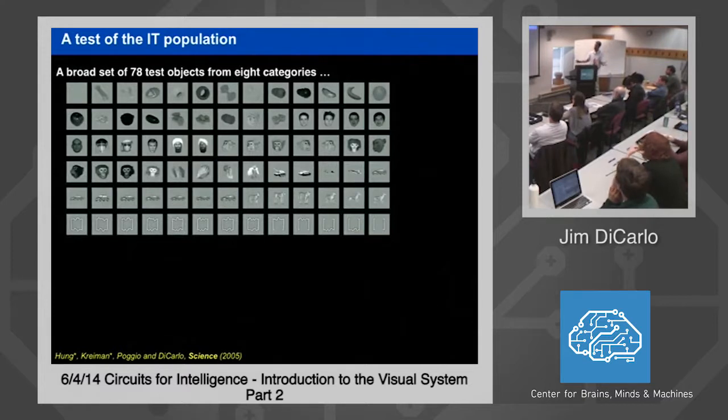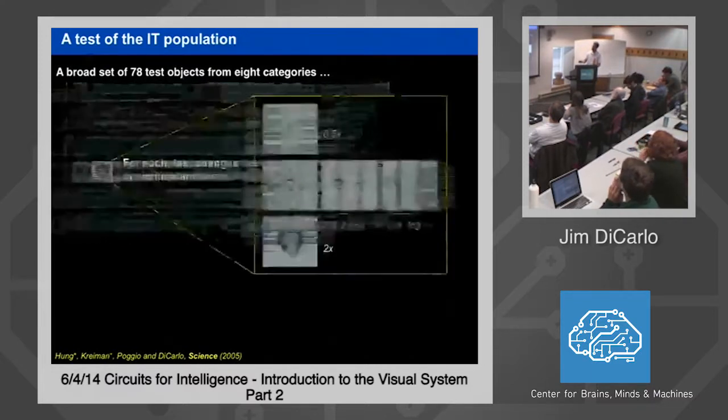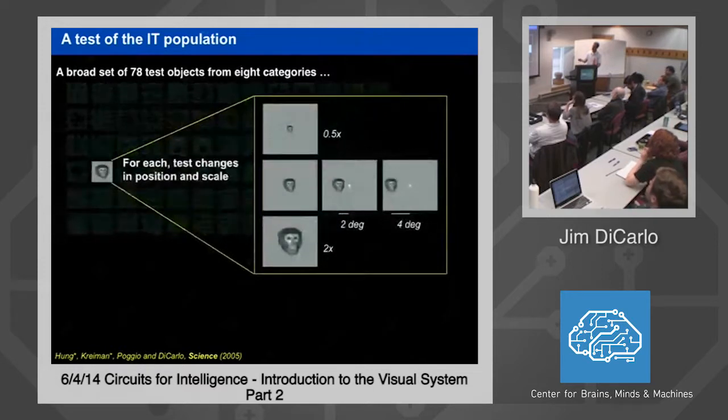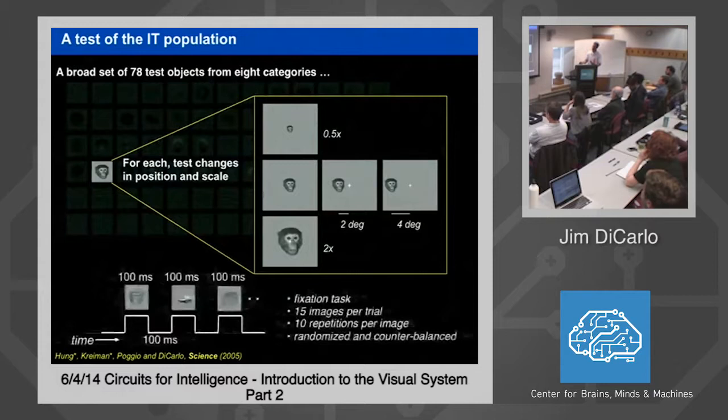Just take a broad set of objects. These are simple images on a blank background. They're very, very simple, just a proof of principle idea. We presented those objects at different scales and positions, and then we recorded from a passively fixating monkey. We showed each one for 100 milliseconds.